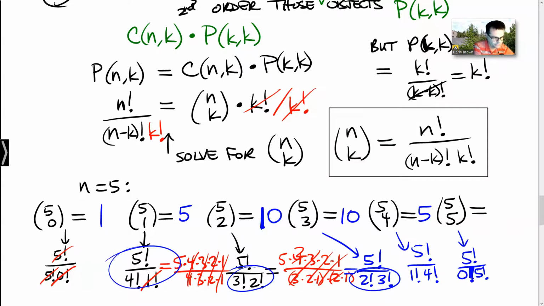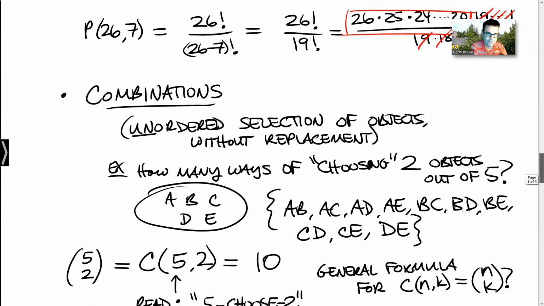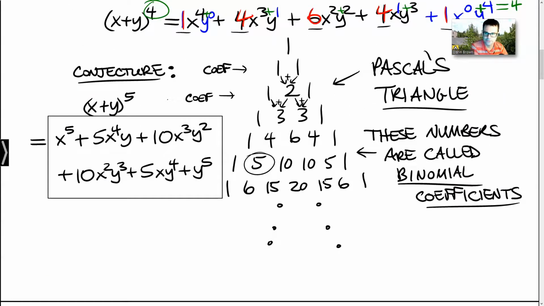Now, do these numbers look familiar? 1, 5, 10, 10, 5, 1. They should look familiar to you. If you go back up to Pascal's triangle, all the way back up here, look at 1, 5, 10, 10, 5, 1. That was the fifth row, or the sixth row, depending on how you count it, but the fifth row of Pascal's triangle, 1, 5, 10, 10, 5, 1. And those were the coefficients that we got when we expanded x plus y to the fifth.